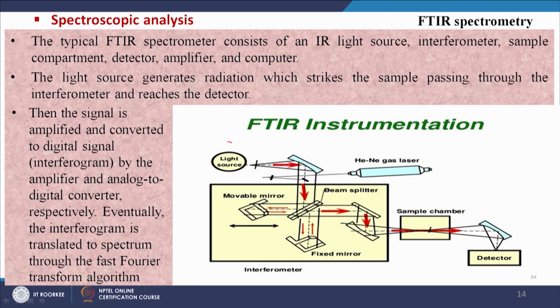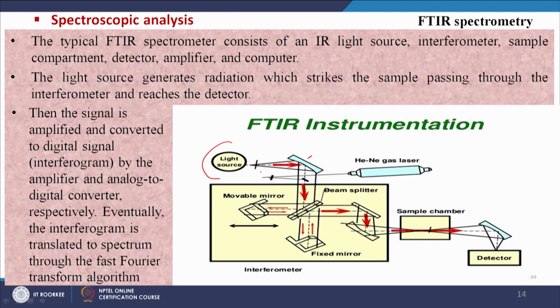So, we have a light source. This light is coming to this mirror, there is a combination of a number of mirrors. That is called the interferometer. The interferometer is the most important part of the FTIR spectrometry.